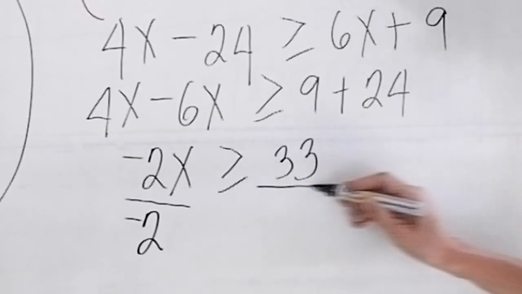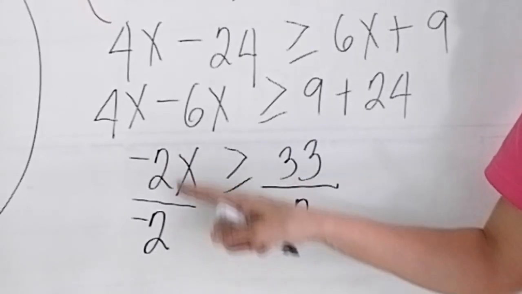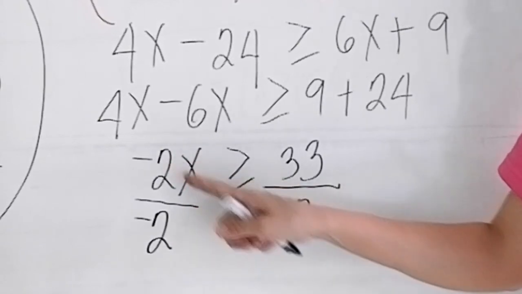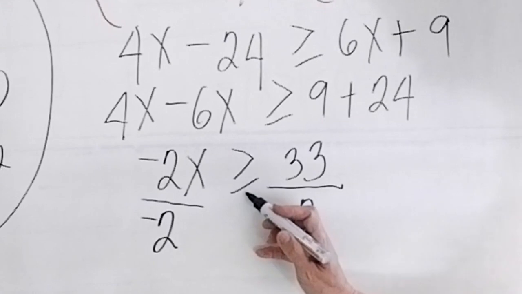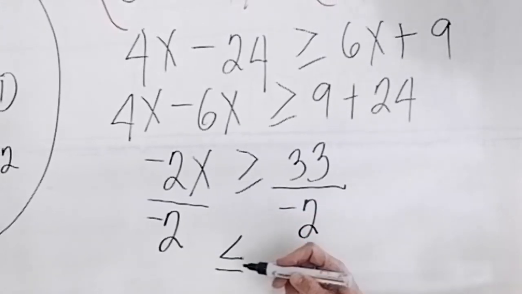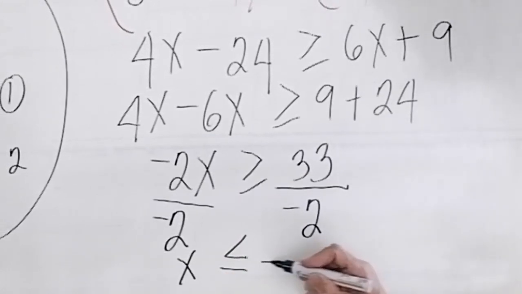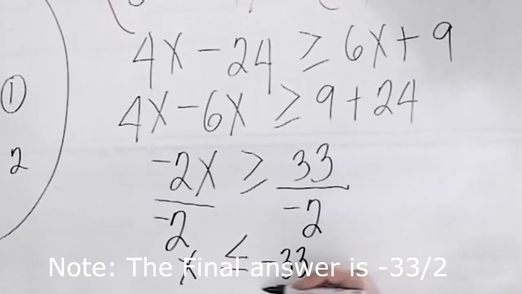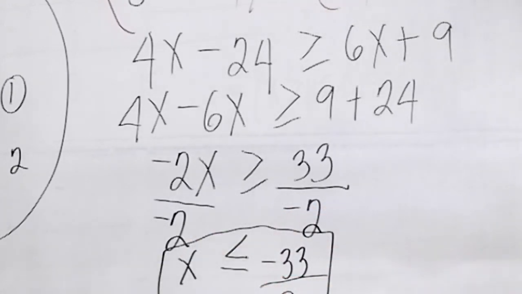See? I really chose this example because I would like you to realize again this. When we are dividing by a negative number, what do you do again? The inequality is reversed to less than or equal. Don't forget that. So x here is less than or equal to negative 33 over 2. There. This is now your final answer.